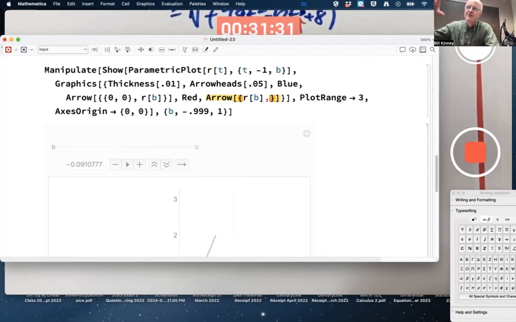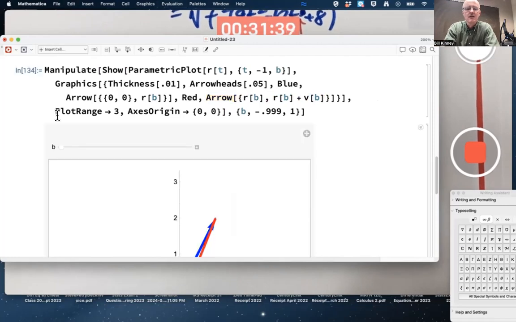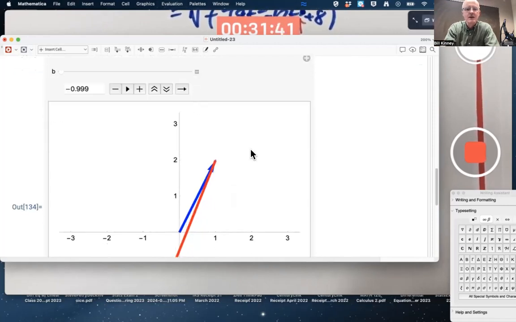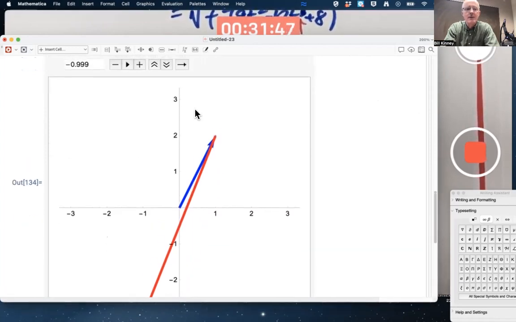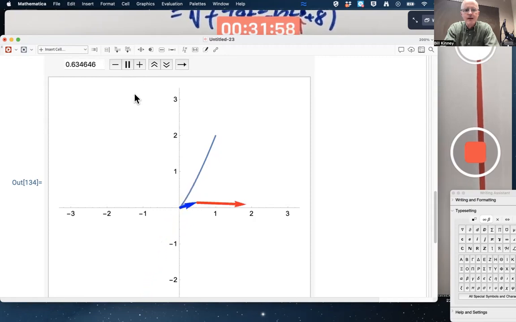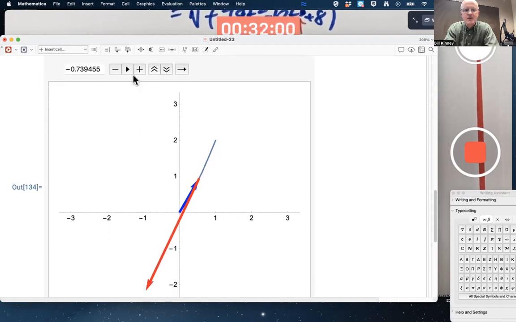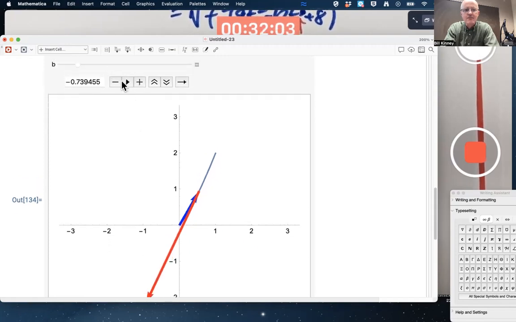End at the tip of v. When I put that base at r of b, I need to effectively do r of b plus v of b here. There's the velocity vector. And it is kind of long. Though I do remember the motion slows down as you approach the origin, so it gets shorter. It does some kind of funky things near the origin there. That's just an artifact of Mathematica and how it does things. It switches the direction around in weird ways.